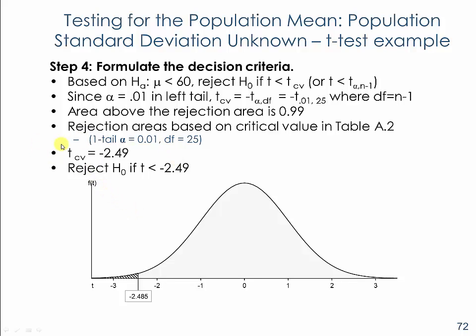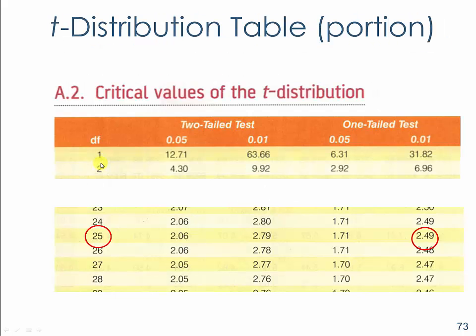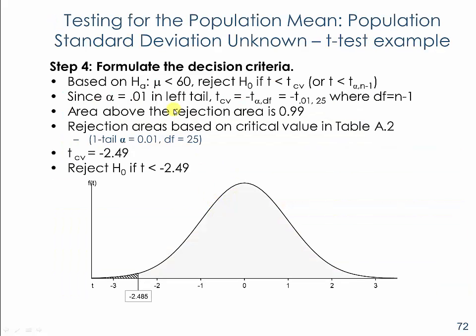I've already provided it here, but you can go to table A2 on page 893. You go to the one-tailed test column, look for 0.01. You go down to the degrees of freedom row of 25, and you go where they intersect, and you find that it's equal to 2.49. So here's a little screenshot of that table. Based on what the scenario gave us, we know that it's a negative that we're looking for.